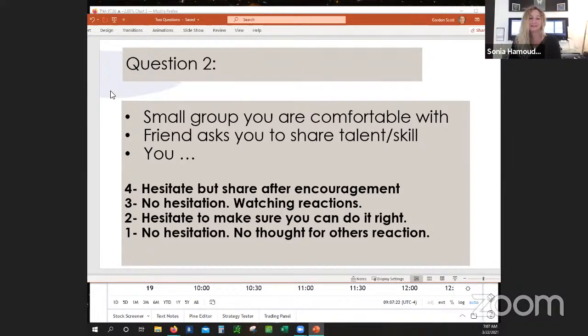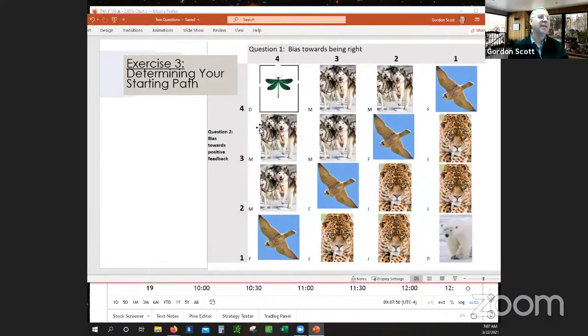Number 2. So number 2 meaning score of 2, right? You would hesitate. Yes. Hesitate to make sure you can do it right. Yeah, score of 2. Okay. So you would hesitate, but only because you're worried about whether or not you can actually perform it properly. Yes, or explain it properly or whatever. Okay, that's good. So now let's see where you fall in this category.